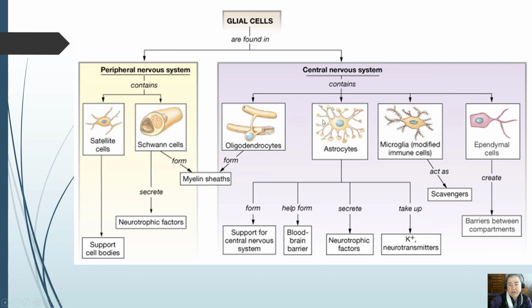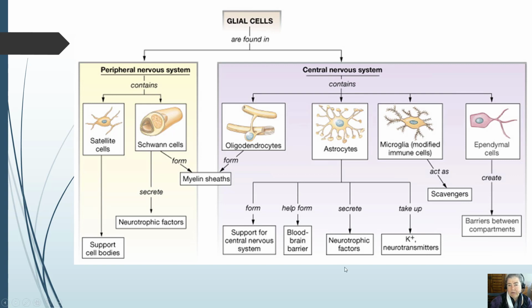Astrocytes have a ton of functions. So they provide support for the central nervous system in terms of nutrition, among other things. They are part of the blood-brain barrier, again, wrapping around the capillaries to help prevent easy transfer of substances from the vasculature into the nervous system.